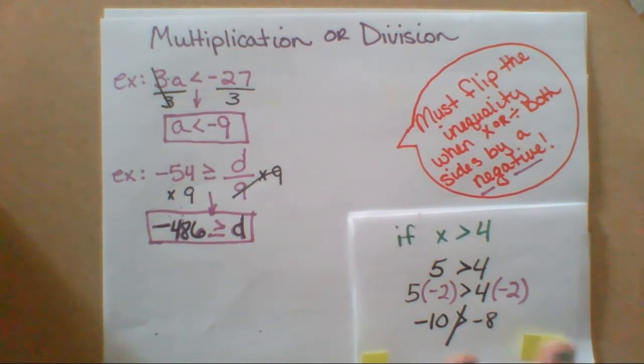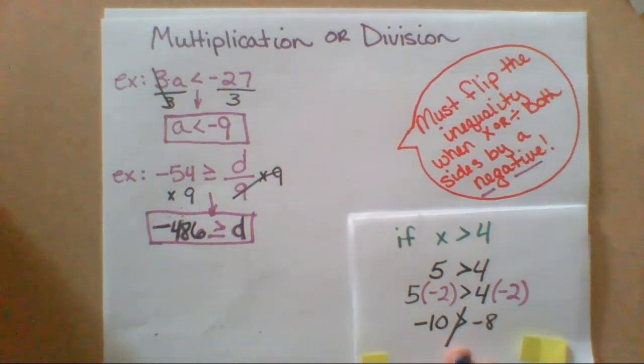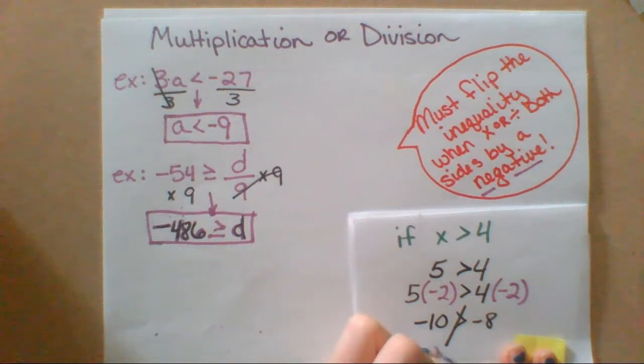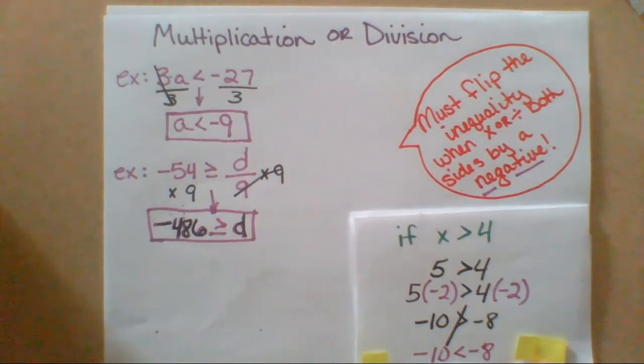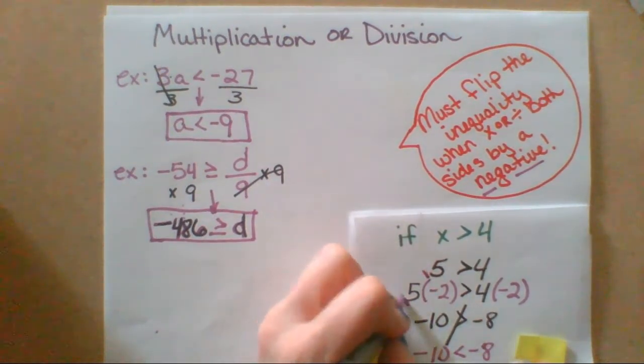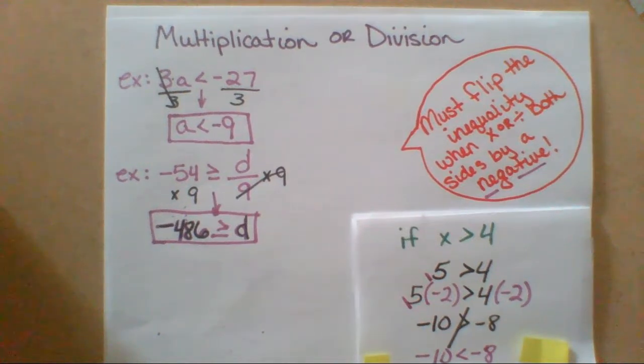When you multiply or divide both sides by a negative number, you're flipping your number line, which means you have to also flip that inequality. So to make this inequality true, I would have to say that -10 is less than -8. So I'd have to flip the inequality to make it once again a true statement. I did not change my value of x. I just had to flip that inequality to remain true to it.